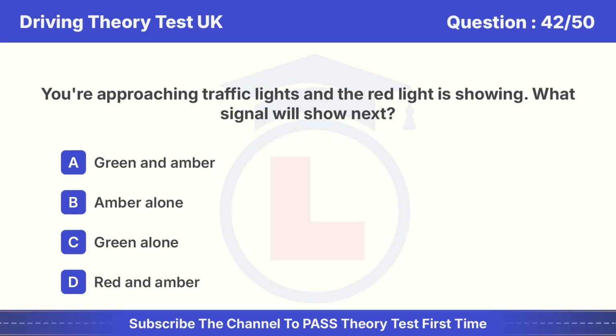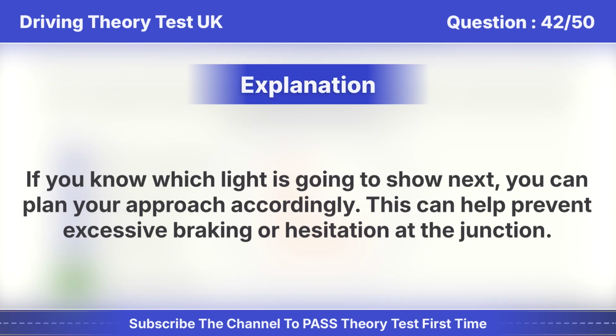Question 42. You're approaching traffic lights and the red light is showing. What signal will show next? Answer is D. Red and amber. If you know which light is going to show next, you can plan your approach accordingly. This can help prevent excessive braking or hesitation at the junction.